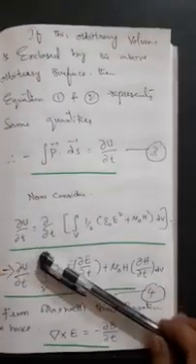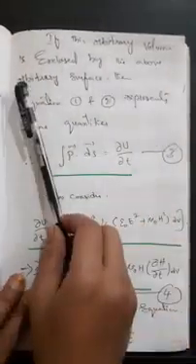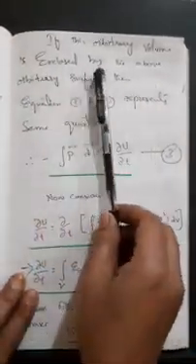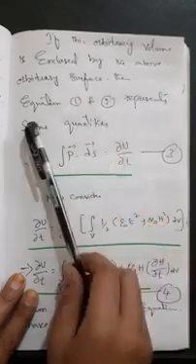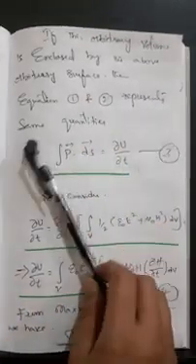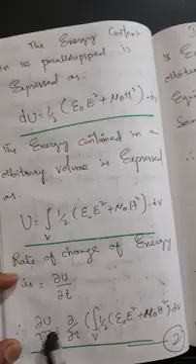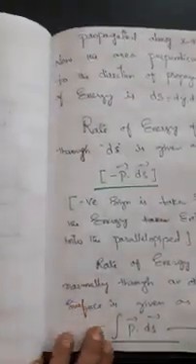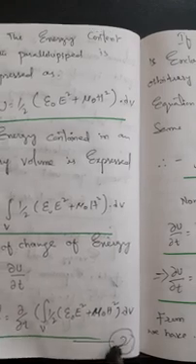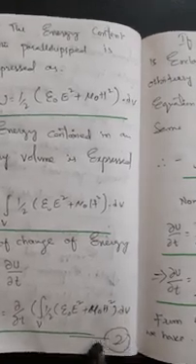Now if this arbitrary volume is enclosed by the above arbitrary surface, then equations 1 and 2 represent the same quantity. Equation 1 represents the rate of energy flow, and equation 2, whatever we calculated, also represents the rate of energy flow. It means we have to equate equation numbers 1 and 2.